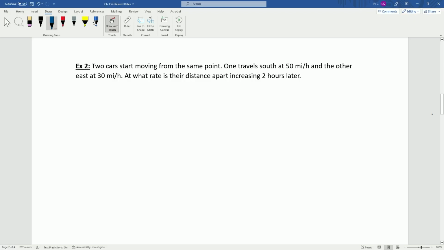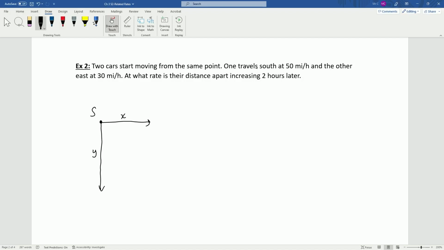Okay, two cars start moving from the same point. One travels south at 50 miles per hour, and the other east at 30 miles per hour. At what rate is their distance apart increasing 2 hours later? Okay, so we'll put the starting point here. I'll just call it S. So one is going 50 miles per hour, and the other is going 30 miles per hour. So we need labels for these. How about we'll call this one Y and this one X.